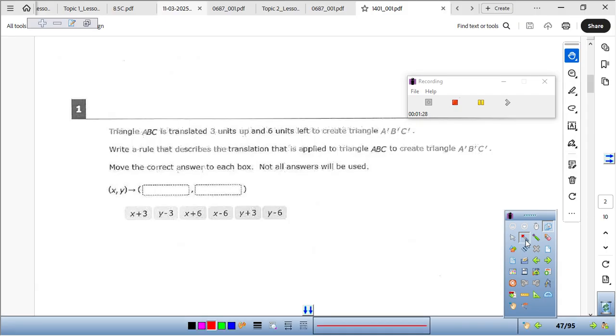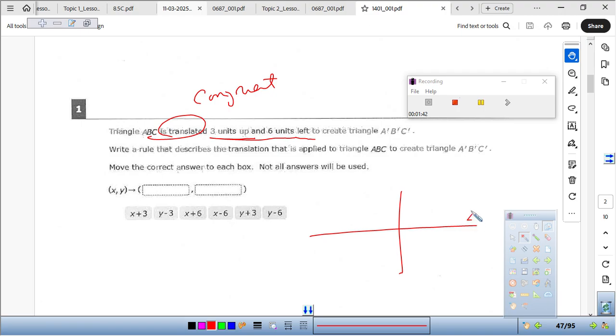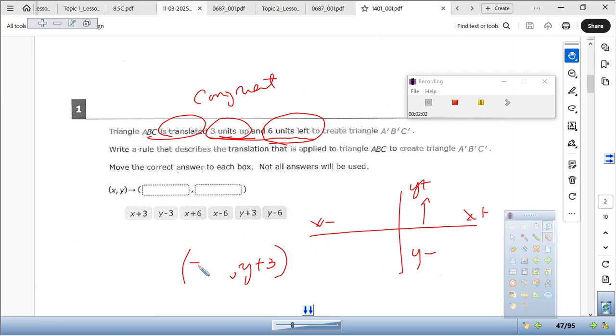Okay, so this one here, once I see the word translated, I'm actually thinking congruent. And then I come down here, oh, this is easy. 3 units up, 6 to the left. So this one kind of switched it up on you. Remember, this is going to be with X plus to the right, X minus to the left, Y plus up, and Y minus down. So we're going to come out here. This one says 3 up, so it's going to be Y plus 3, but don't forget the Y goes second. X is going first. 6 left means X minus 6.